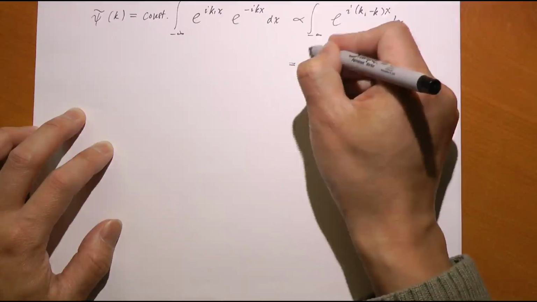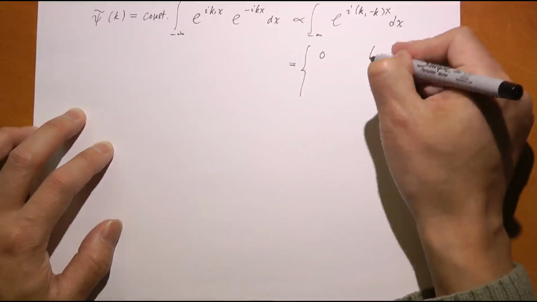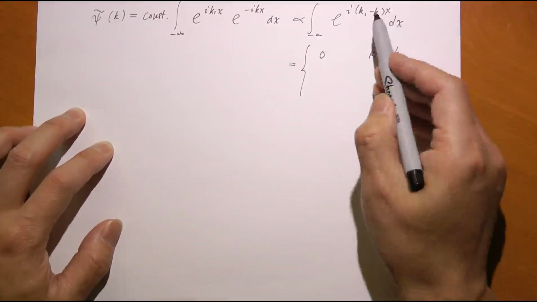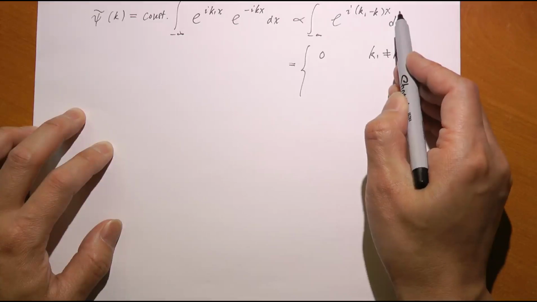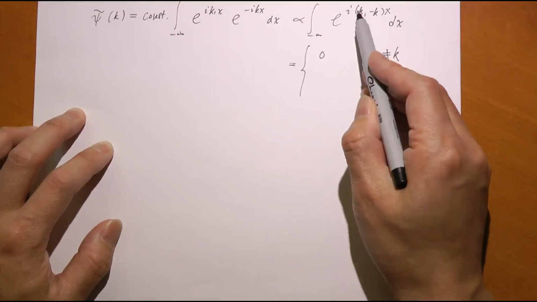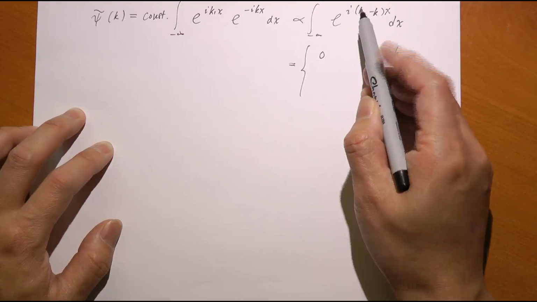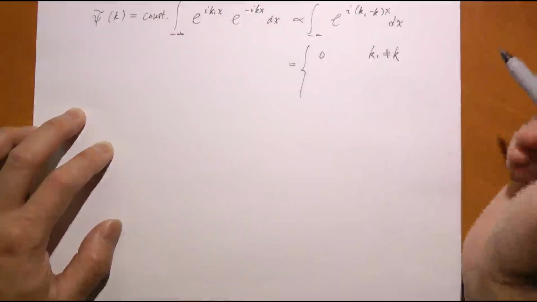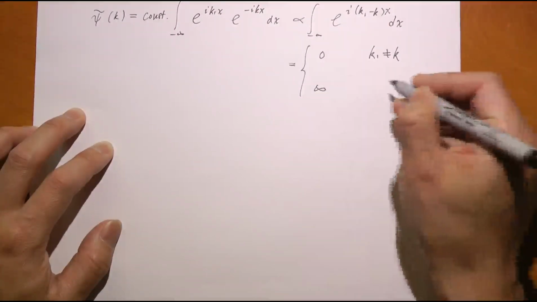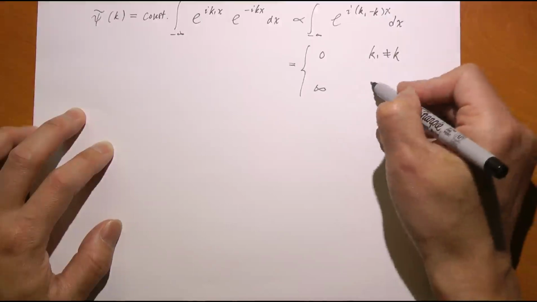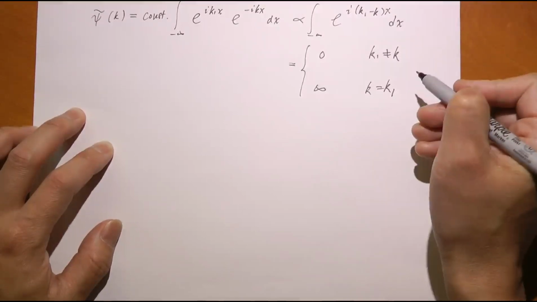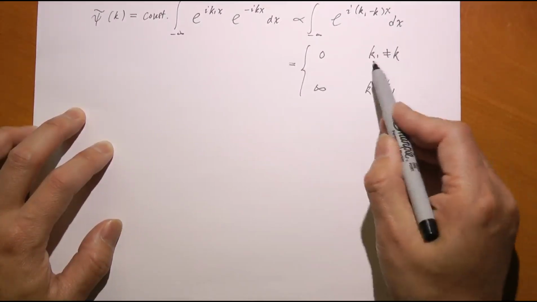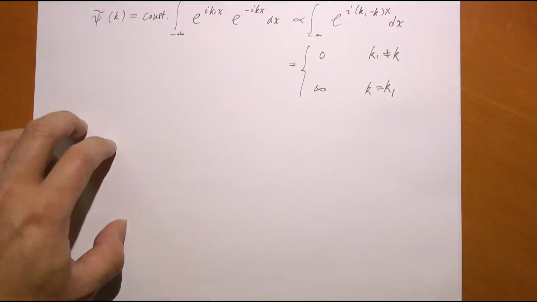So let me write that down. It's 0 when k1 is not equal to k. But when k1 equals k, that's a different story, because when k1 equals k, there is nothing on the shoulder of the exponential, it is e to the power 0, and that just kills the randomness of the phase change, and therefore it's e to the power 0, which is 1. Integrating between positive and negative infinity, of course, you get infinity. And that happens only when k1 minus k equals 0, or k equals k1. So the Fourier spectrum indeed is 0 when k is not equal to k1, and infinity when k equals k1.